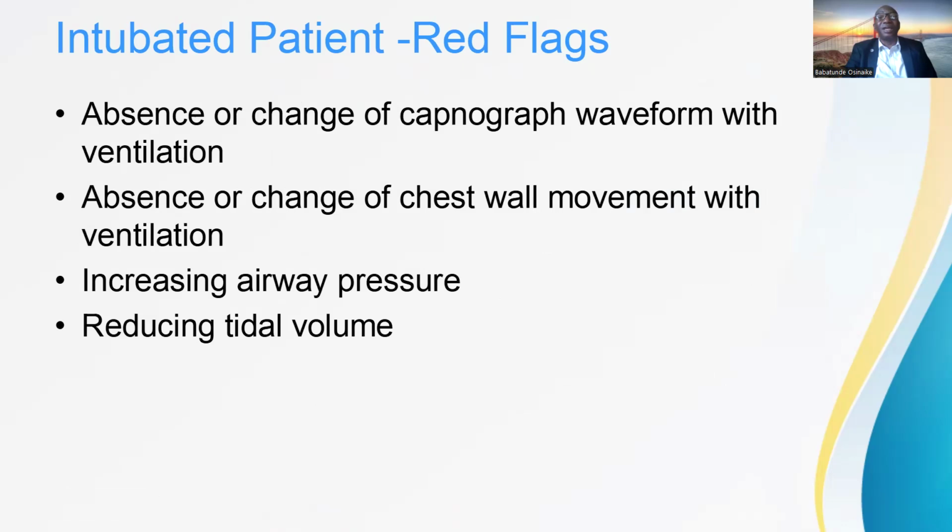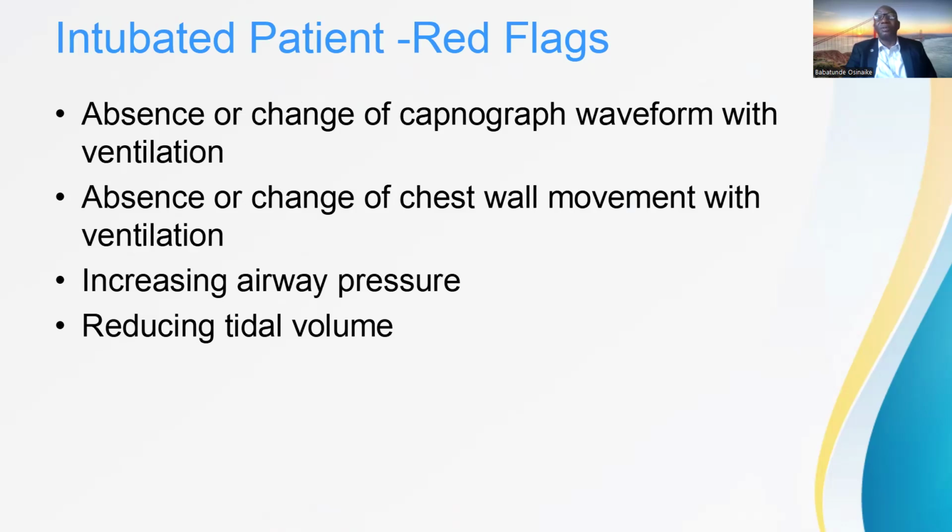Now, these are things you should note in the ICU for this patient that you have intubated. If you have absence or change of capnograph waveform with ventilation, then there's a problem. Maybe there's a dislodgement. If there's absence or change of chest wall movement with ventilation, you have to check your tube. If there's increasing airway pressure, set your alarm on the ventilator so that you know there's a problem. The tube may be blocked.